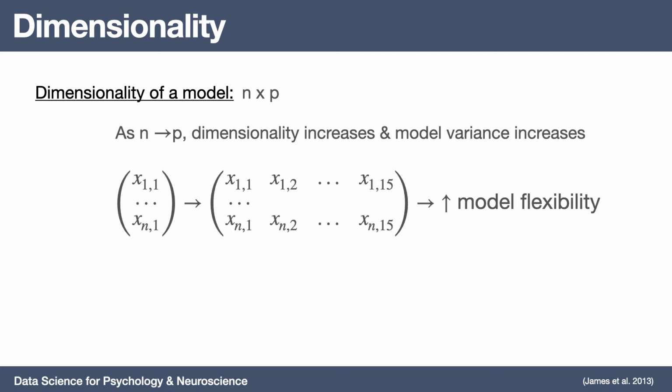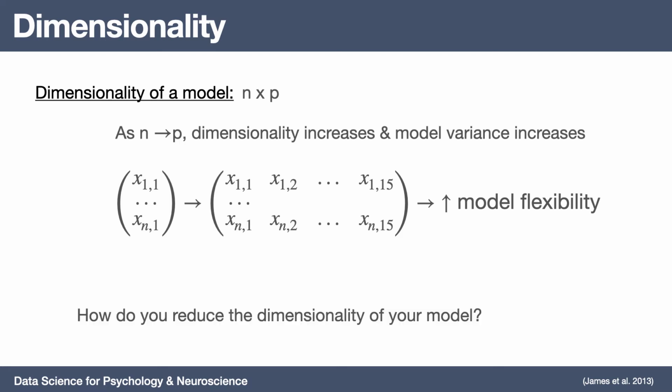So the flexibility of a model with 15 parameters is going to be much more than a model with just one. And this becomes a problem in the fitting process because as you increase variance, you lose bias. You lose the ability to generalize your results to samples outside of your training set. Now, the fundamental question we're going to explore in this lecture is how do you reduce the dimensionality of your model? How do you find a way of reducing the correlations across variables and only looking at the lower dimensional projections of your data?